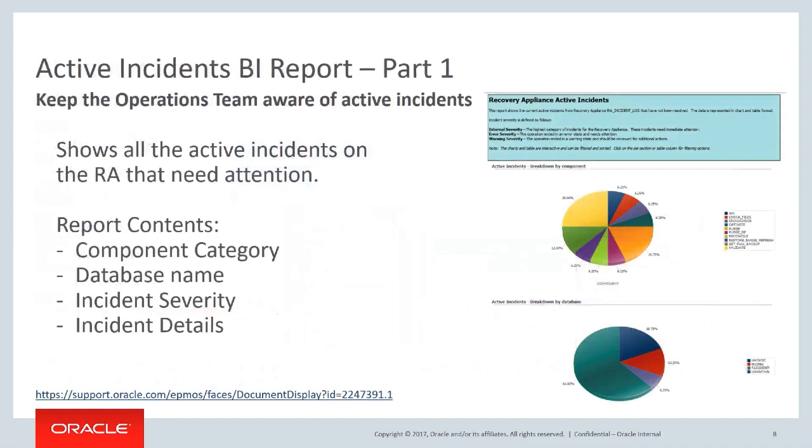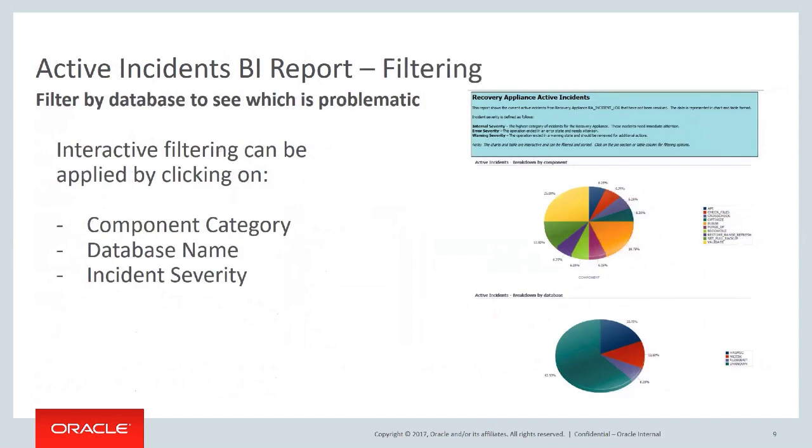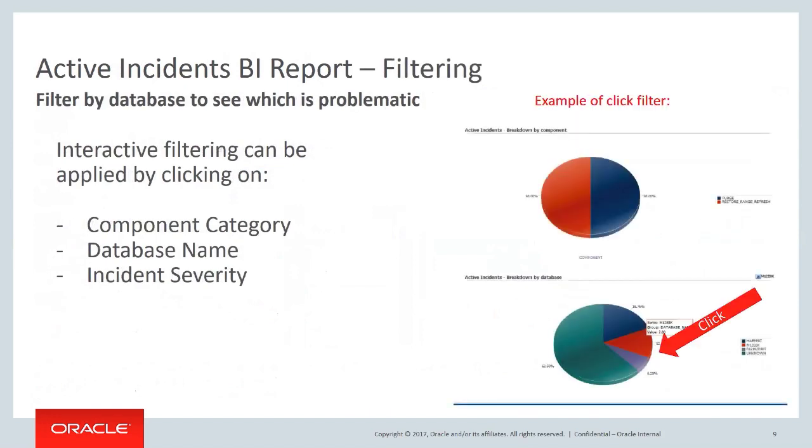All right, so active incidents first. This gives the operations team a view into all the active incidents that are occurring on the Recovery Appliance. It shows the database name, the severity, the incident details, and you can do filtering around that. You can do filtering by the database itself. I'll show this once we're live. This is just a PowerPoint presentation that gives you an overview. But you can filter by database name, by severity, and by component category. So I'll go through that as well.